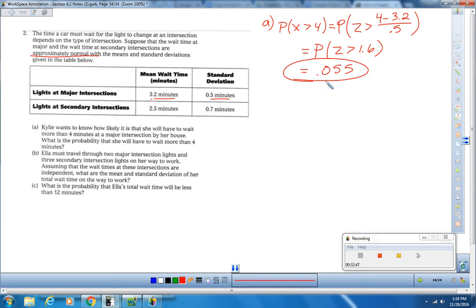Okay. Now it says Ella must travel through 2 major intersections and then 3 secondary intersections. So 2 major, and 3 secondary. That's part B. I'm going to say M is the wait time at a major intersection and S is the wait time at the secondary intersection.